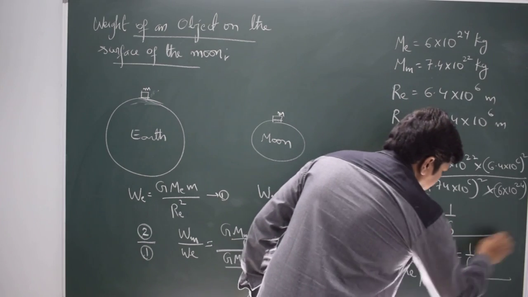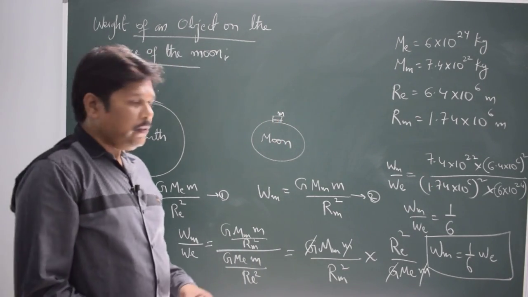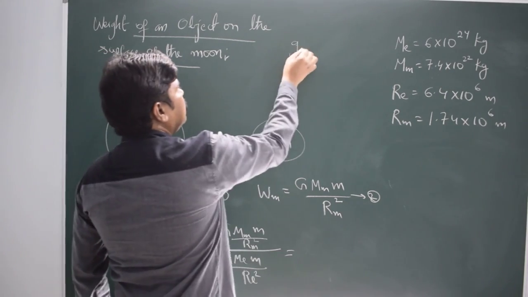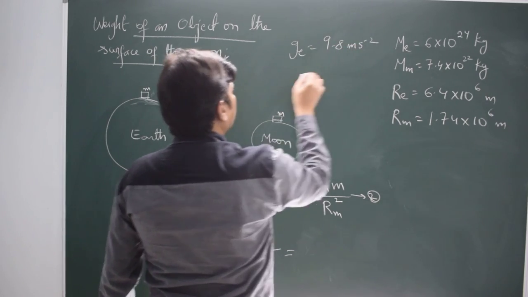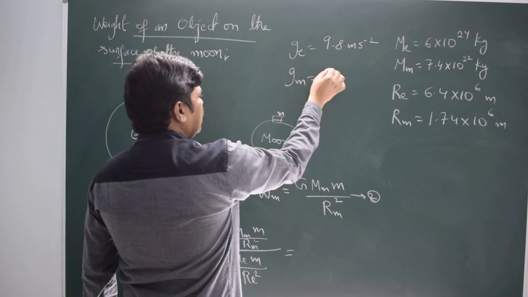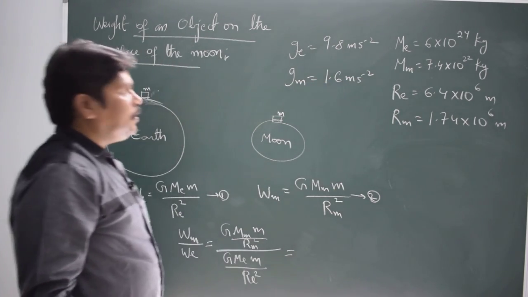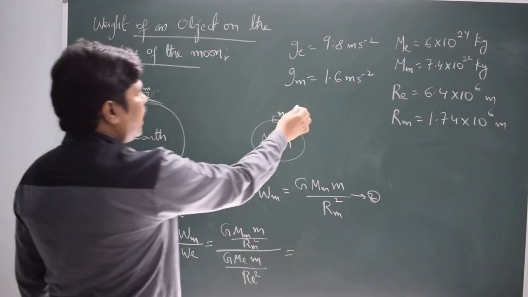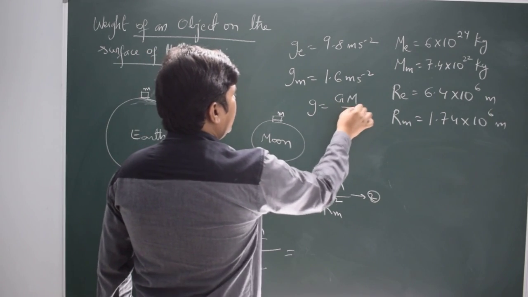The weight of the object on the moon will be 1 by 6 times the weight of the object on the earth. I'll write acceleration due to gravity on the earth as 9.8 meter per second square. Acceleration due to gravity on the moon is 1.6 meter per second square. You know the formula of acceleration due to gravity: small g is equal to G m by r square.